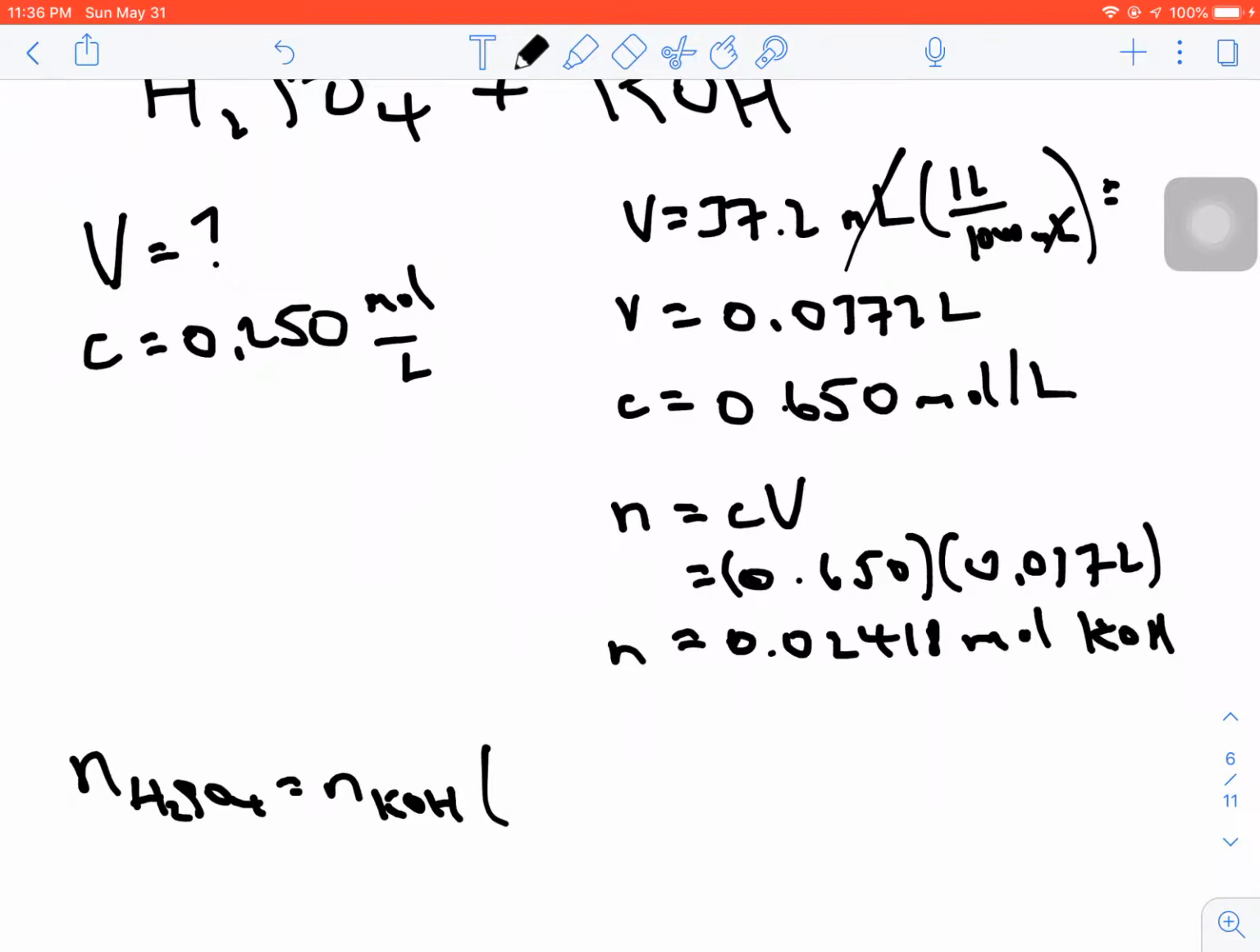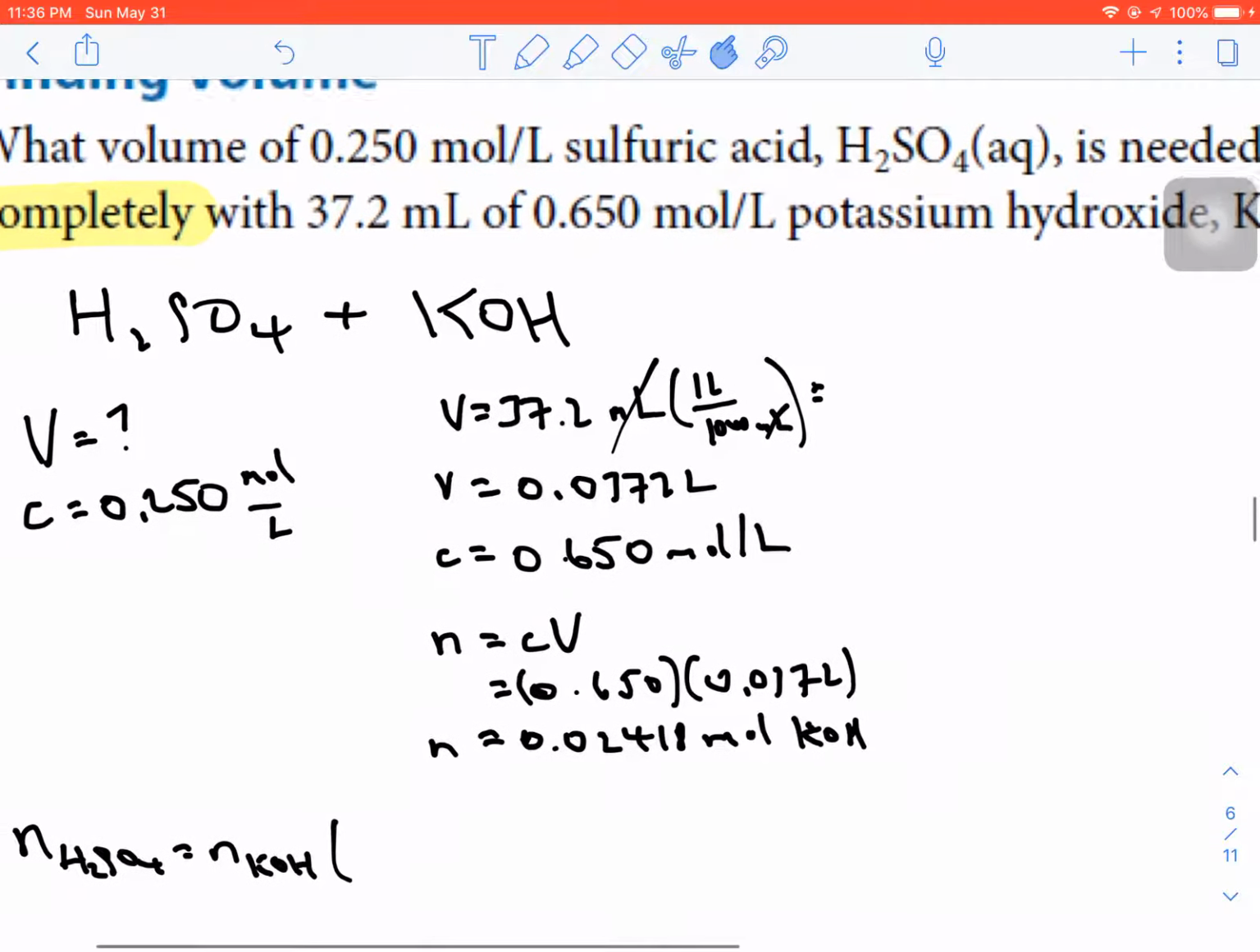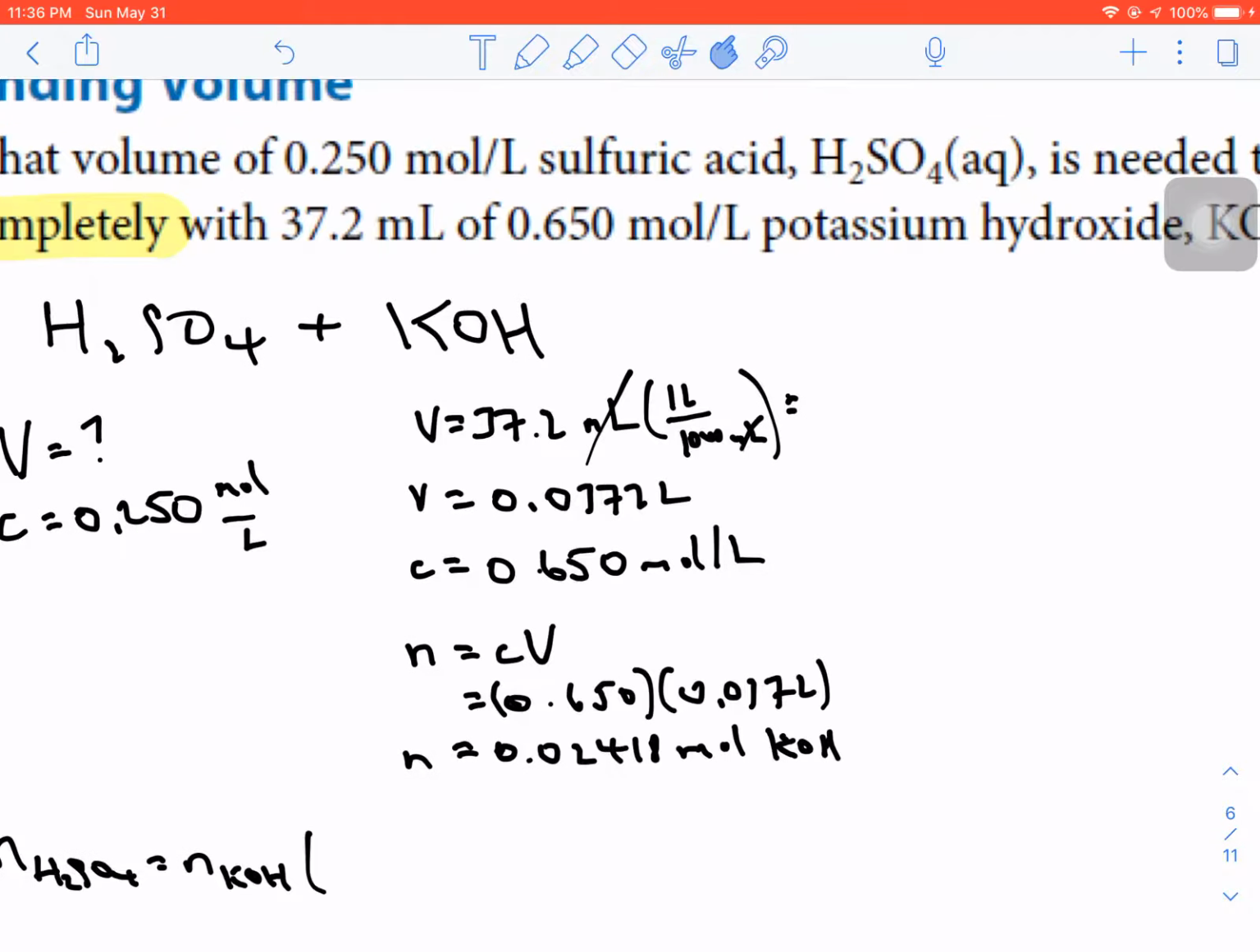times my mole ratio. Now, let's go back up to the top here and let's write the full equation. So the full equation would say that, notice that one hydrogen will kick off a potassium. Well, let's just look what our product is going to be.